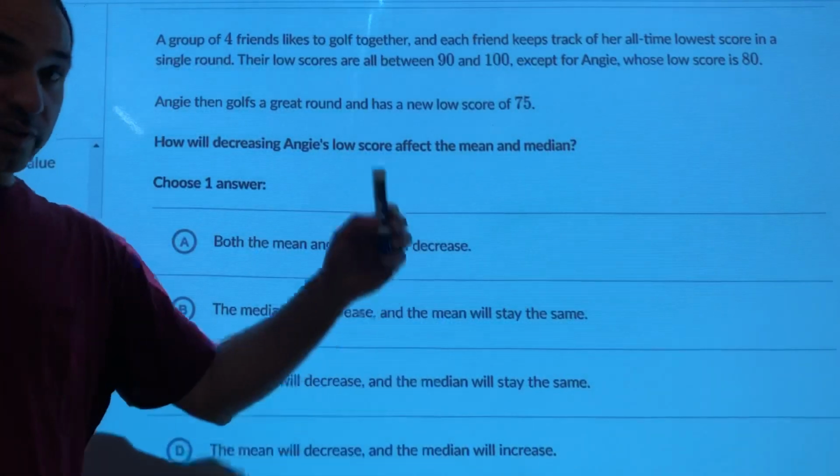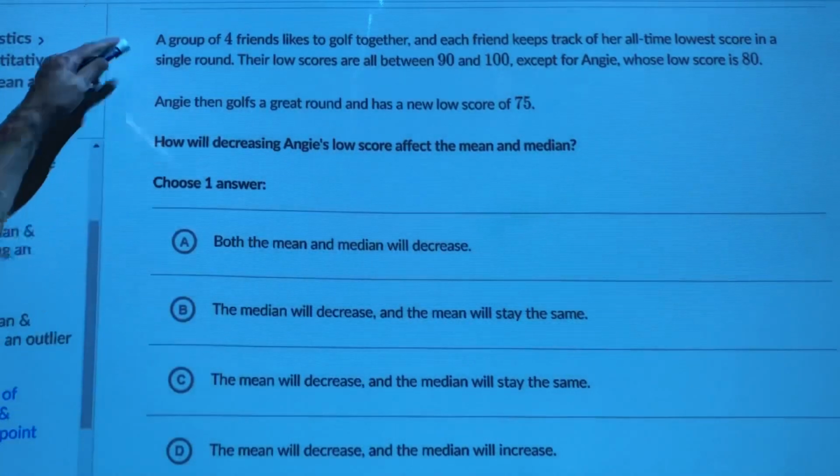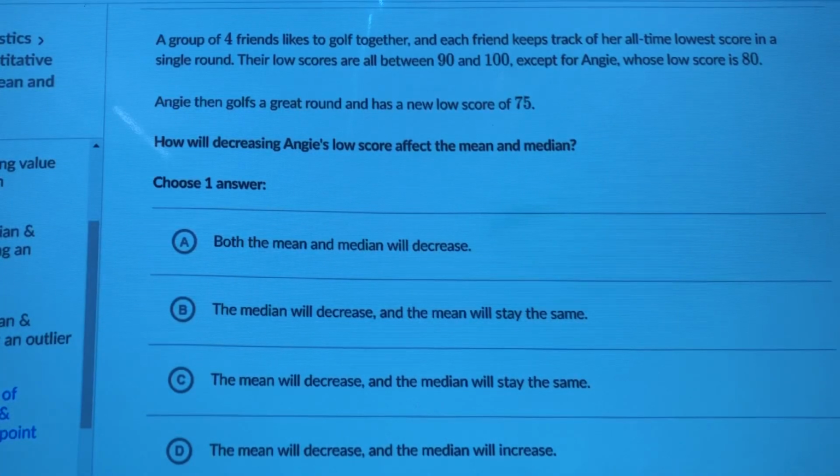All right, so let's take a look at some of this. This says a group of 4 friends likes to golf together. Each friend keeps track of her all-time lowest score in a single round. Their low scores are all between 90 and 100 except Angie, whose low score is 80. So let's look at that.